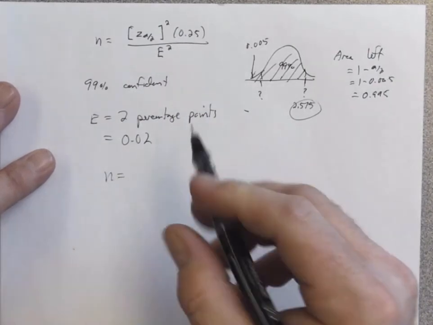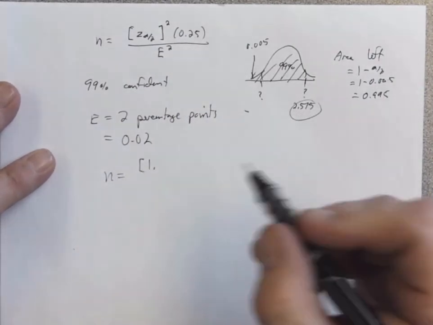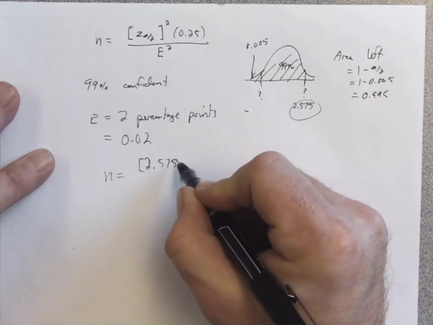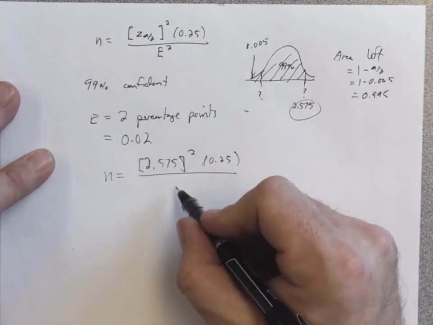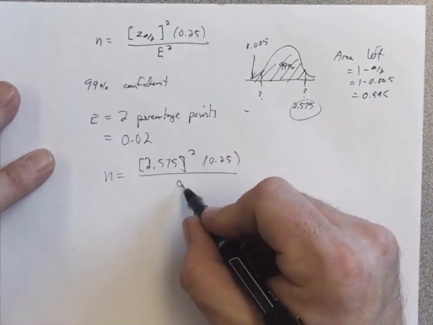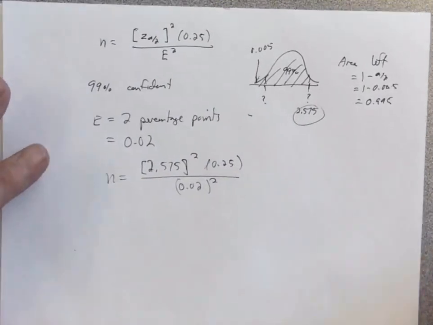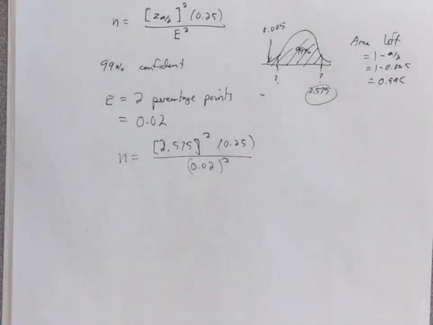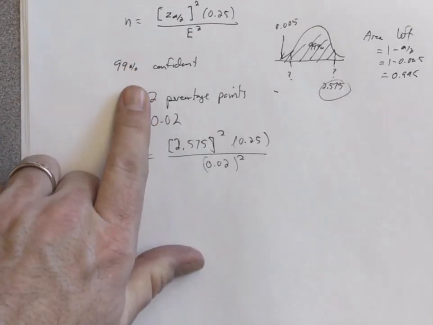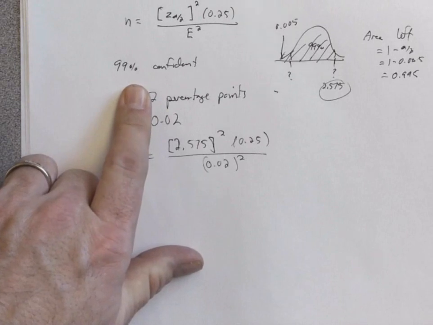So now plug it all in. So n is equal to Z alpha over 2, which is that 2.575 squared times 0.25 all over 0.02 squared. So we'll just pop everything in and go. Can you repeat the 2.575? It comes from being 99% confident. Okay. You got it?